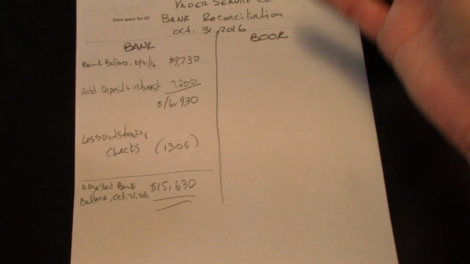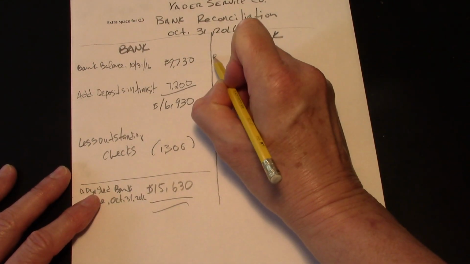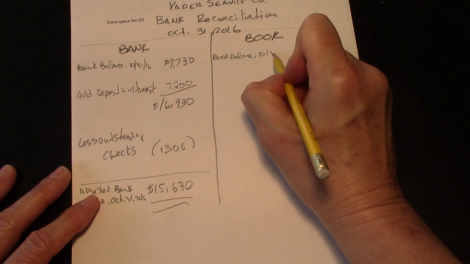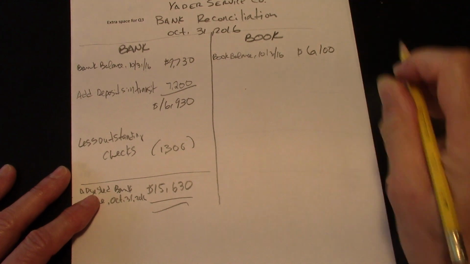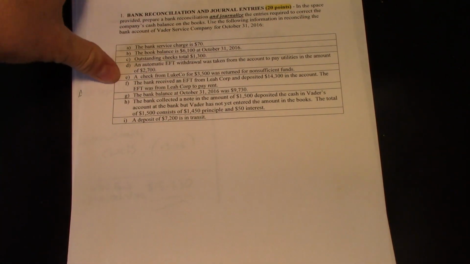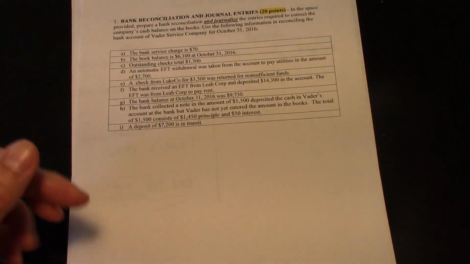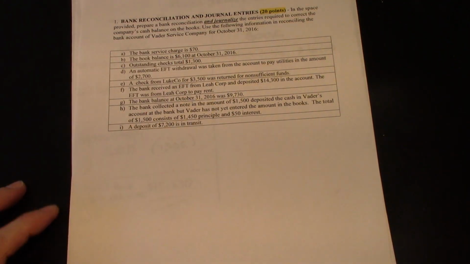Okay, so you start on the book side with the book balance. There it is, $6,100. Book balance 10/31/16, $6,100. Now this is where you kind of have to search around. You're either going to add or subtract. So anything the bank added to the bank account, you need to add to the book side. So anything that came in, right, gets added. Anything that came out gets subtracted.